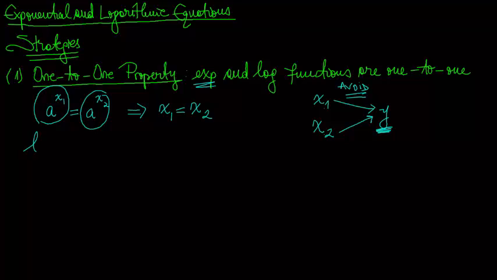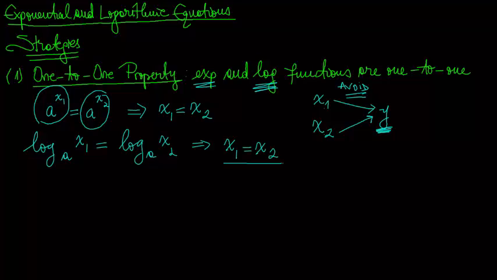Similarly, if I have log base a of, say, x1 equal to log base a of x2, for the same reasons, since now also the logarithmic function is one-to-one, the only way this can happen and still ensure that the log function is one-to-one is if x1 equals x2. So if you have a log of x1 equals a log of x2, you can conclude that their inputs, x1 and x2, have to be equal to each other.